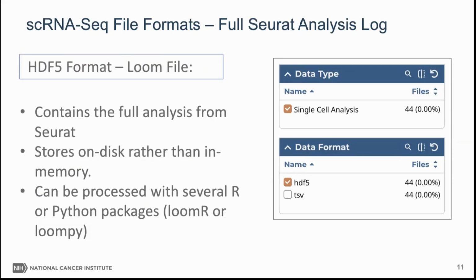And the last one I want to talk about is the Loom file, the full Seurat analysis log. On the right is just a snippet from the current portal on how you can get to this data. It's a single cell analysis file of format HDF5. This contains the full analysis from Seurat, as it stores the data on disk rather than in memory. It's a special format, but there are R packages and Python packages that can be used to look around in these files. The two that come to mind are LoomR and LoomPy, which are an R and Python package respectively.